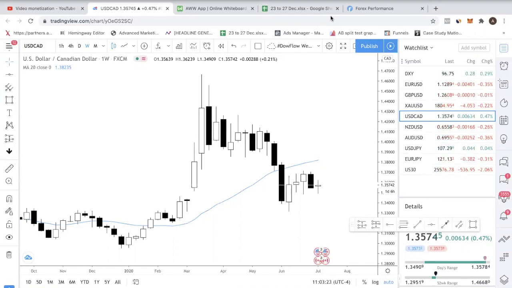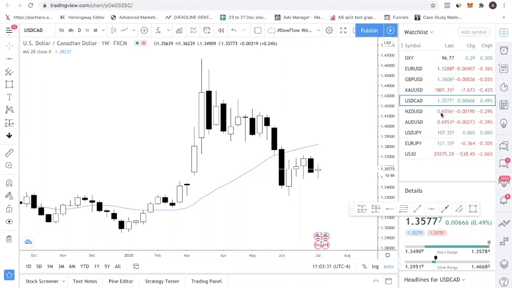Just trade safe. Just watch your risk. You can't get it right 100% of the time, but you can manage your risk well. So that's within your control. Just make sure you do that.